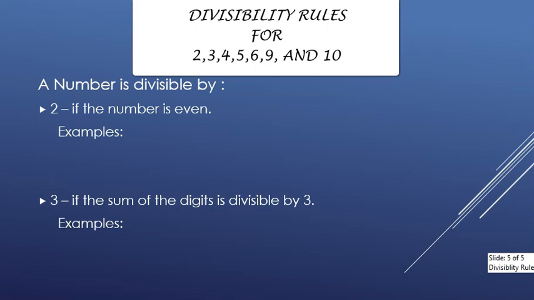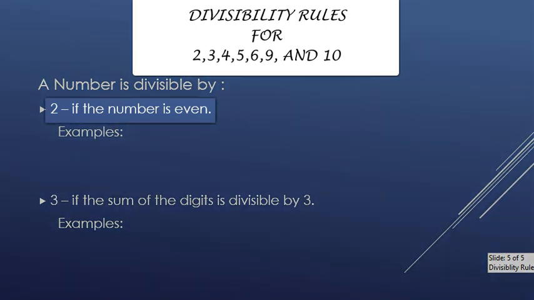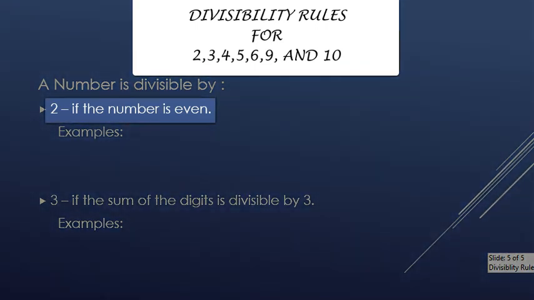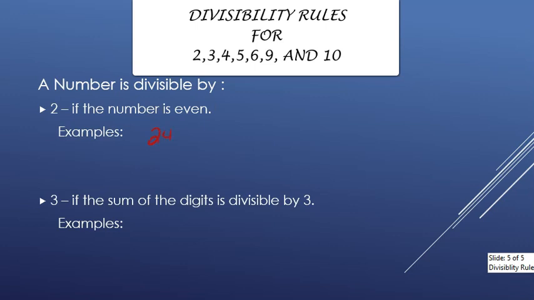Again, these are just like little shortcuts that will help you know whether or not a number is divisible by each of these numbers. A number is divisible by 2 if the number is an even number. So let's look at an example. If we take the number 24, that is an even number, so is it divisible by 2? Yes. Let's suppose we take the number 21. 21 is an odd number, so it would not be divisible by 2. That would be a no.